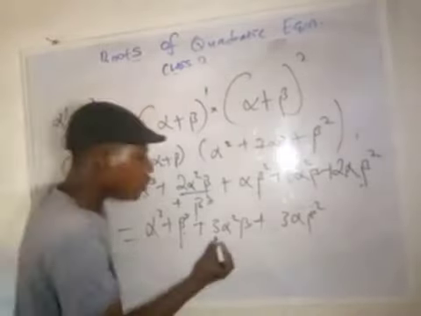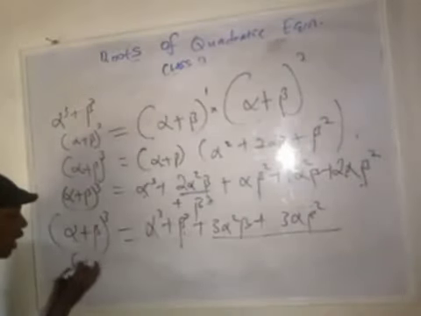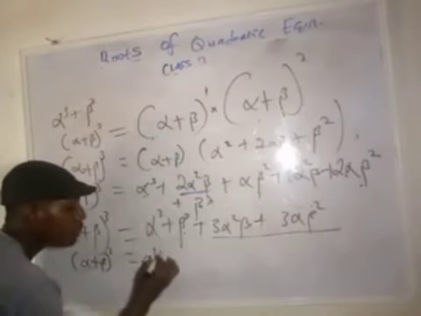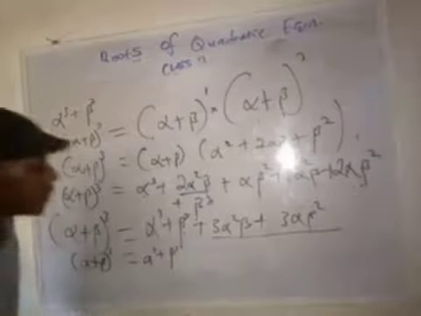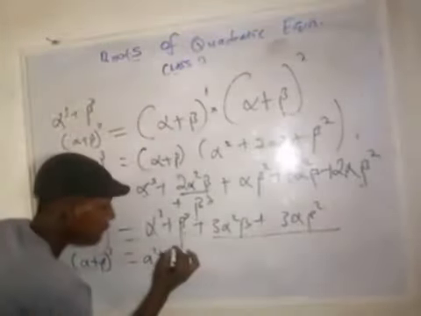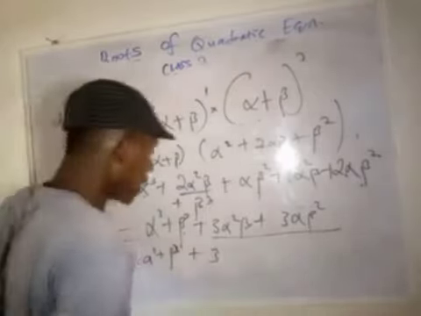Now, if I want to factorize this particular thing, it becomes alpha plus beta cubed is equal to alpha cube plus beta cube, plus 3 and 3 is common here, right? So I'll say plus 3. Now, what is also common here?